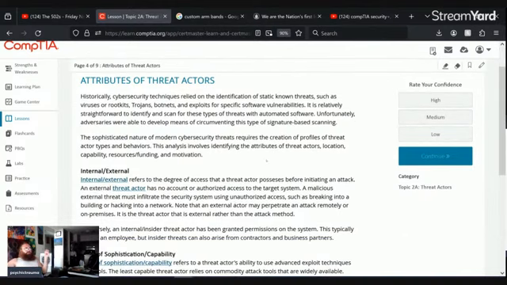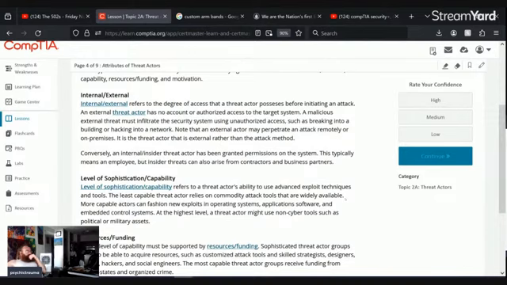Internal versus external refers to the degrees of access that a threat actor possesses before initiating an attack. An external threat actor has no account or authorized access to the target system. A malicious external threat must infiltrate the security system using unauthorized access, such as breaking into a building or hacking into a network. Note that an external actor may perpetrate an attack remotely or on premises. It is the threat actor that is external rather than the attack method. Conversely, an internal insider threat actor has been granted permissions on the system. This typically means an employee, but insider threats can also arise from contractors or business partners.